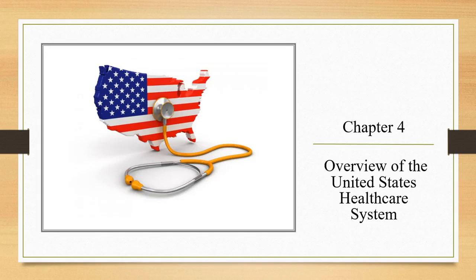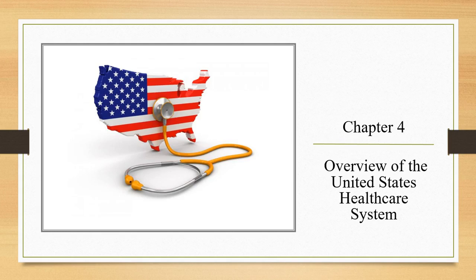Hi class, in this video, we'll be going over chapter 4, titled The Overview of the U.S. Healthcare System. In this chapter, it provides a very general understanding of how the U.S. healthcare system works. Some of the topics that we'll be focused on are healthcare finance, healthcare access, as well as healthcare quality. We're also going to touch very briefly on some of the healthcare systems found around the world.